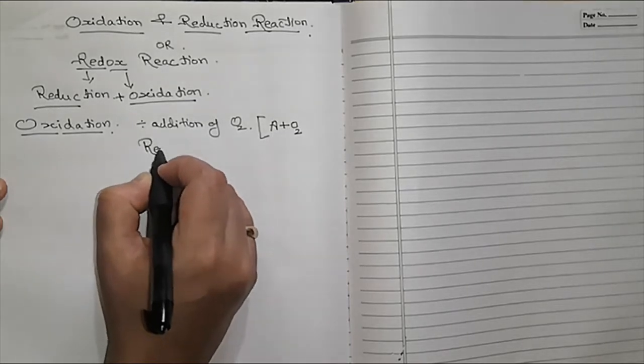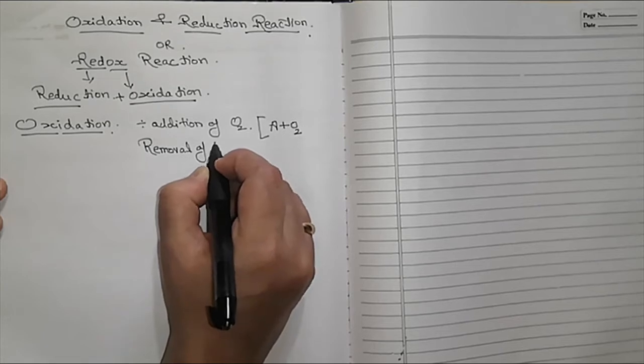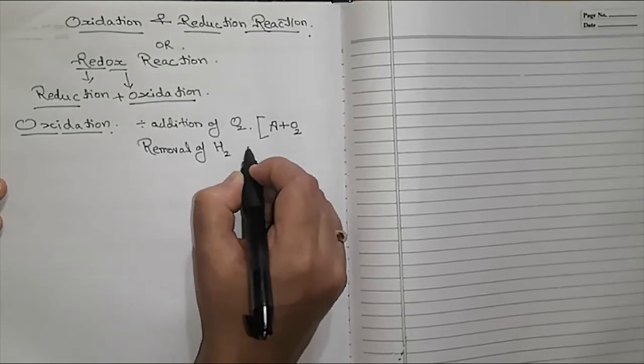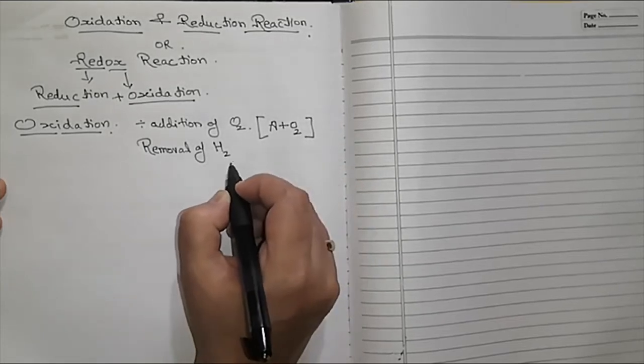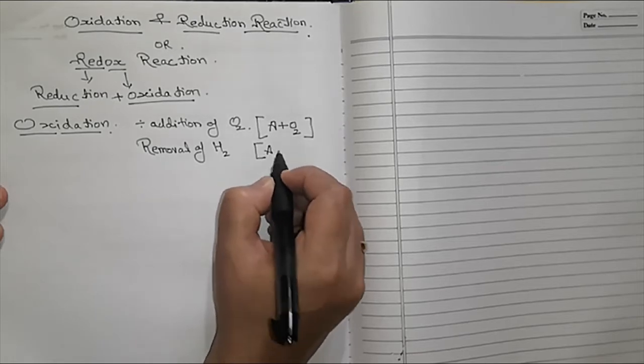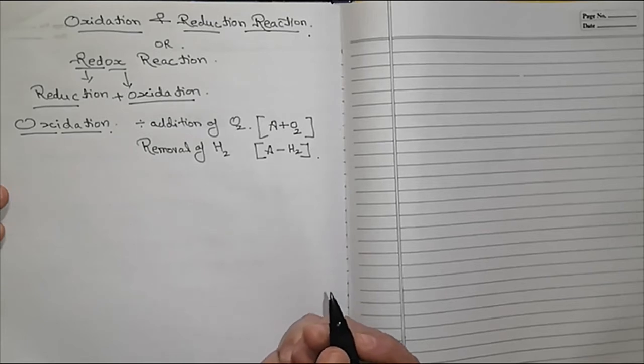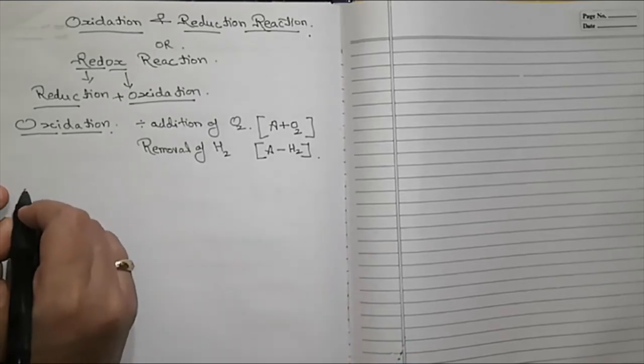removal of hydrogen. So when you remove hydrogen from any element or compound, that is also known as oxidation. So A minus H2, this is a removal of hydrogen. Clear? Now coming to the reduction reaction.